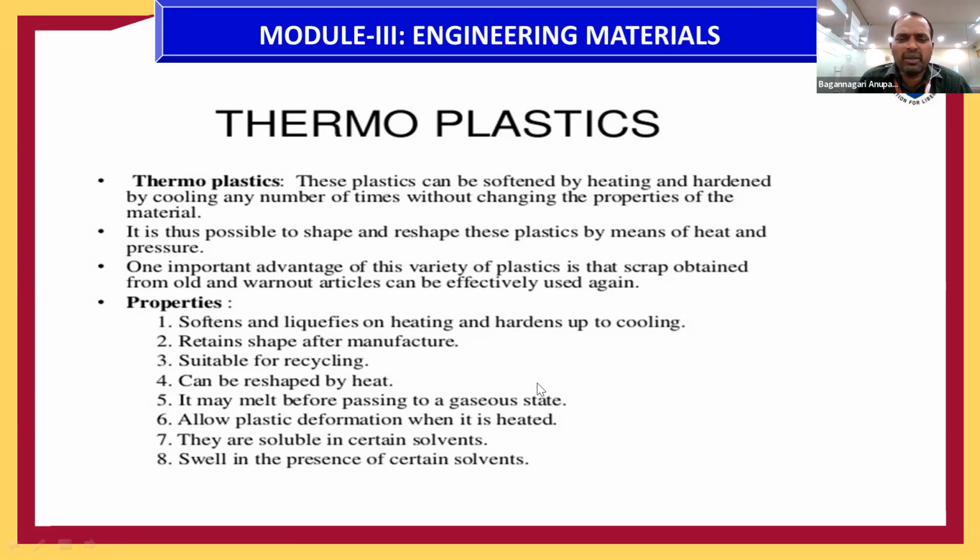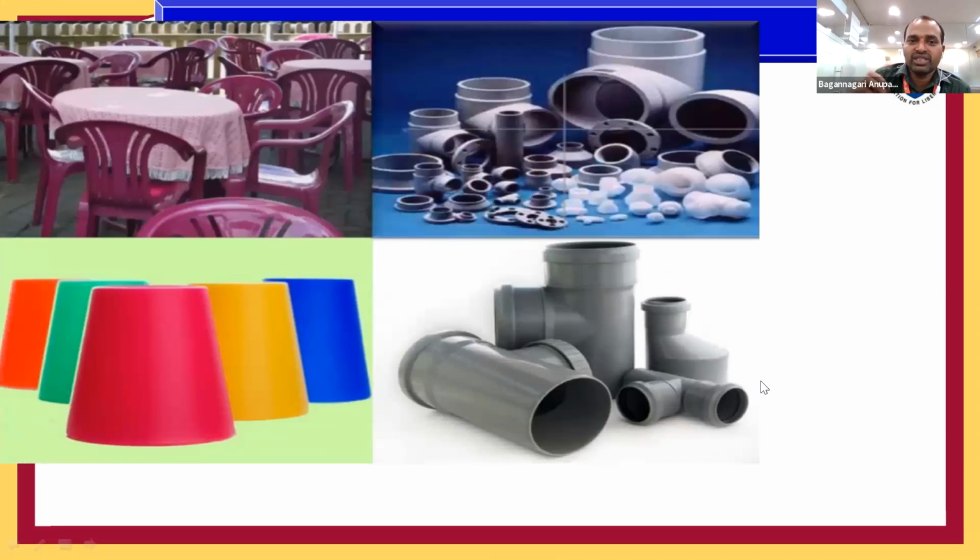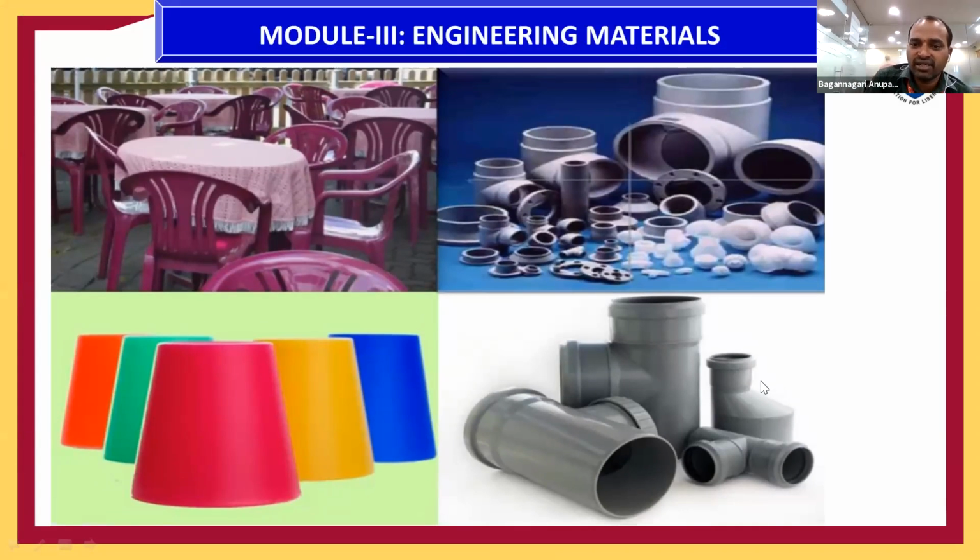Thermoplastics soften on heating, harden on cooling, are suitable for recycling, and can be reshaped easily when we give the temperature. They may melt before passing to the gaseous state, allow plastic deformation when heated, and are soluble in, or swell in the presence of, certain solvents. You see, chairs, plumbing, mugs, tubs, etc. are all thermoplastics that can be easily reshaped and remolded.